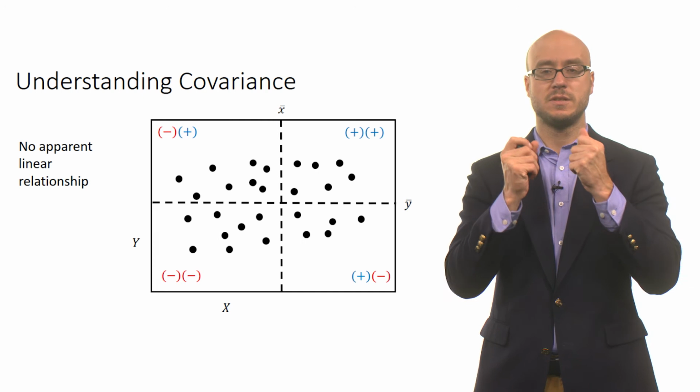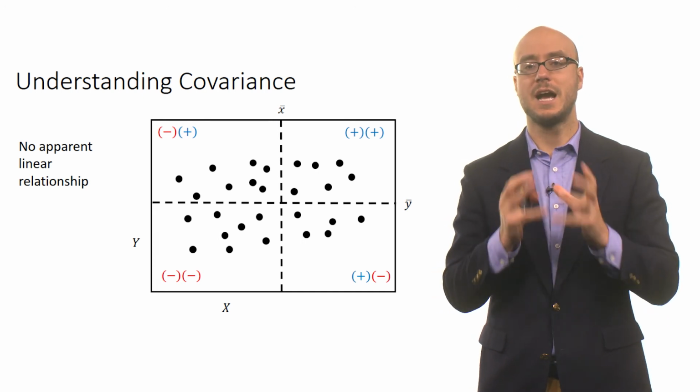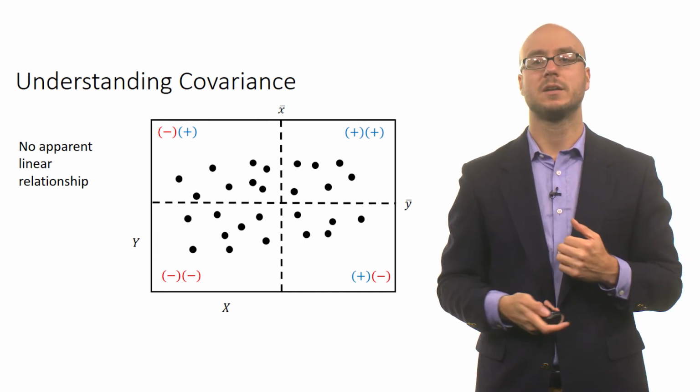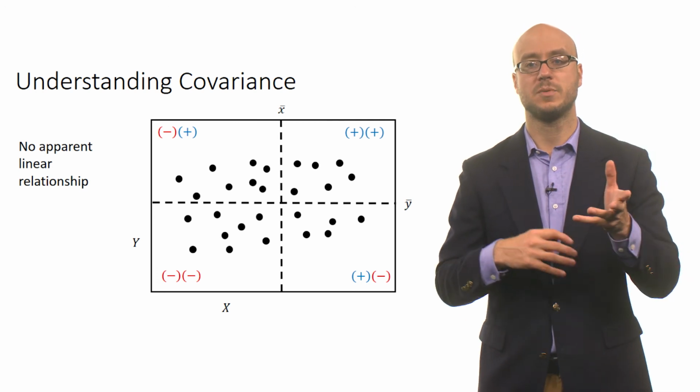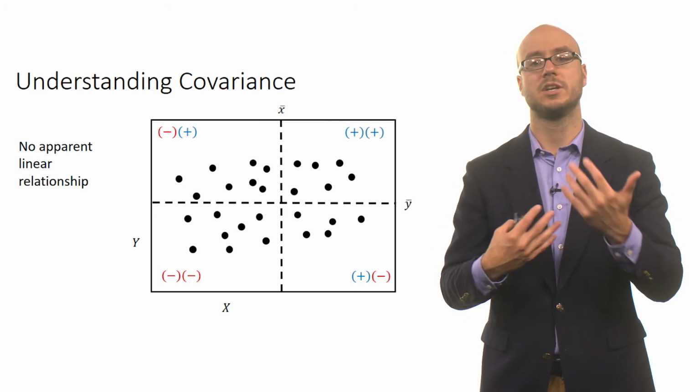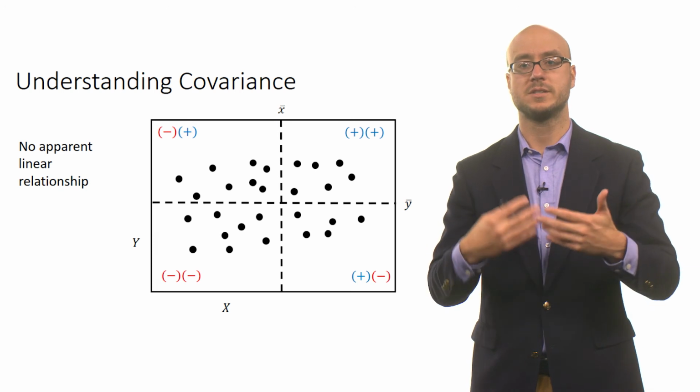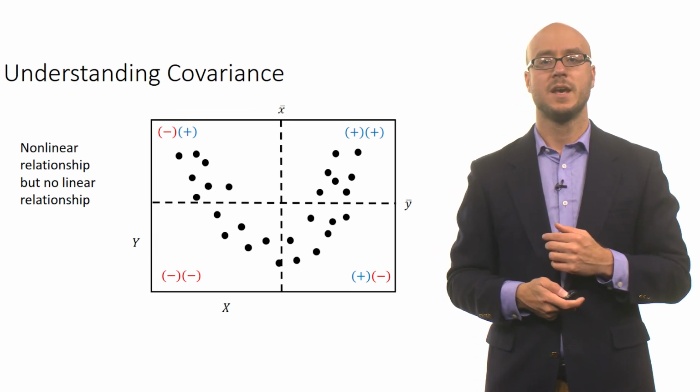So the calculation of the covariance is not going to capture any apparent linear relationship. You can see the negative cross products and the positive cross products all kind of cancel each other out. They're all kind of equally spaced in these different regions.